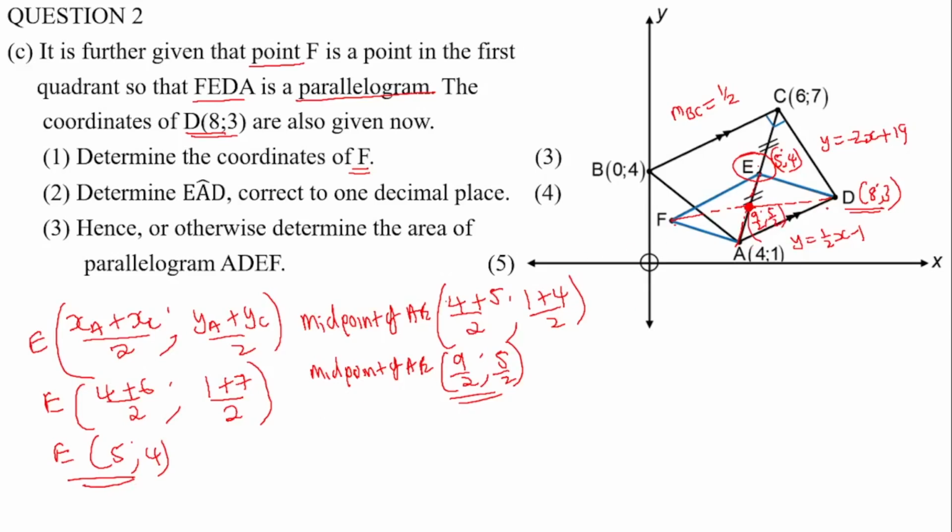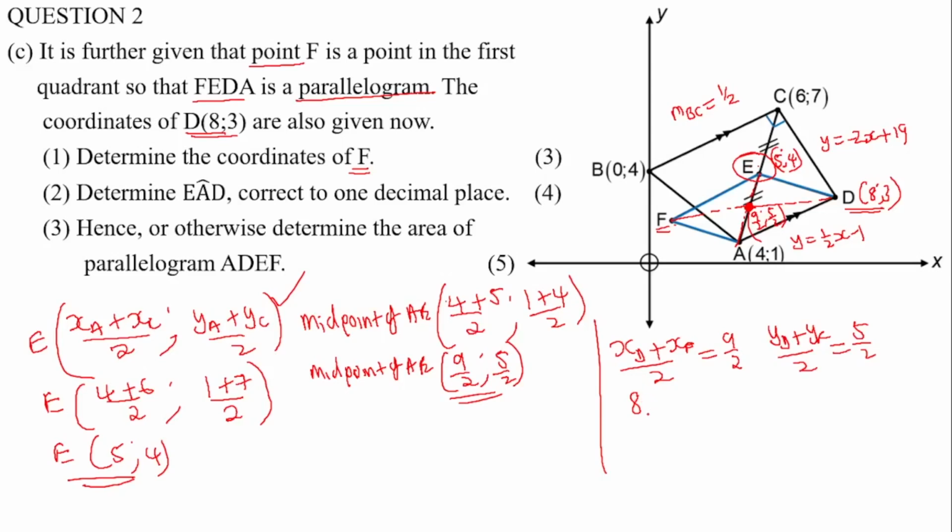So now, using the midpoint formula, we can find the coordinates of F, just using the same formula as this. So now we know the midpoint: 9/2 for the x coordinate, 5/2 for the y coordinate. x at D plus x at F over 2 is equal to 9/2. And then y at D plus y at F divided by 2 is equal to 5/2.